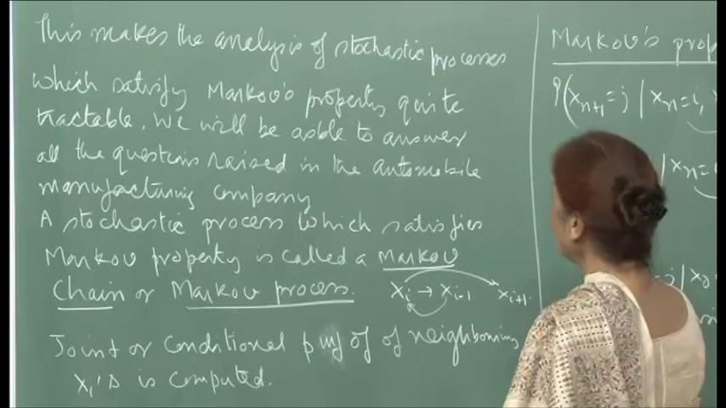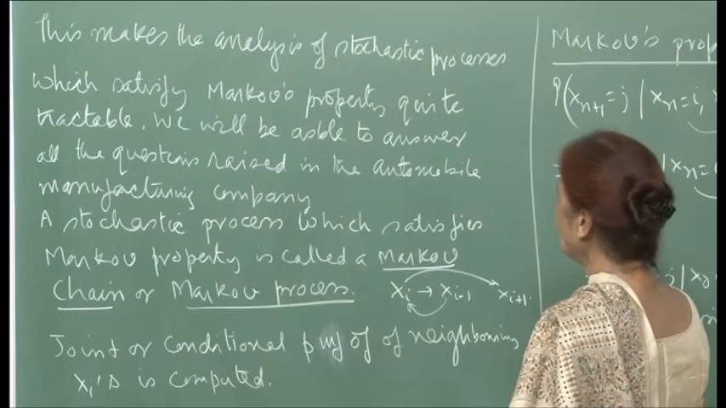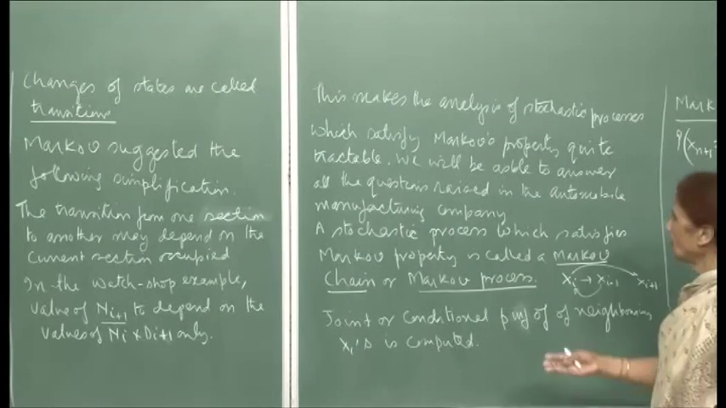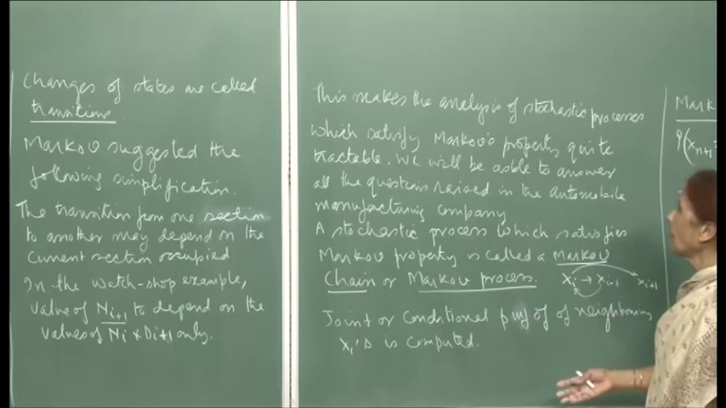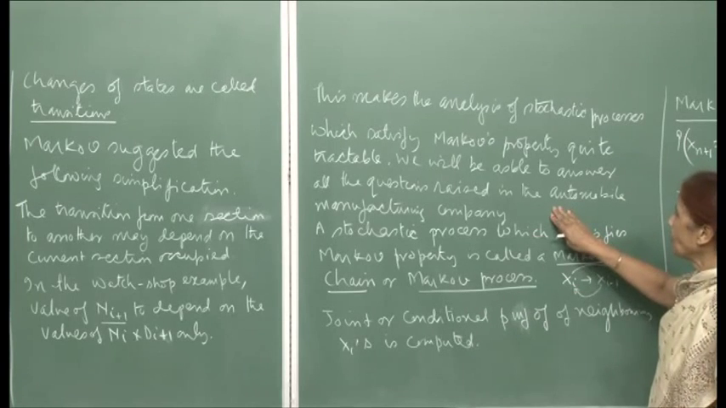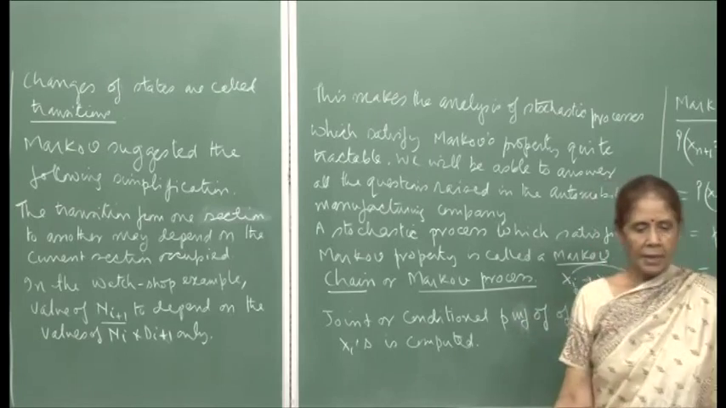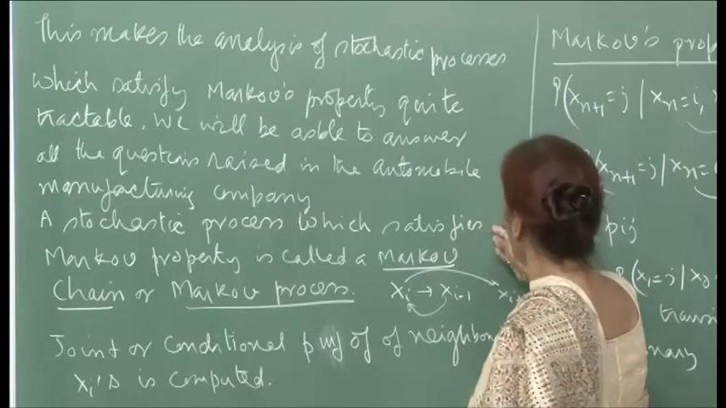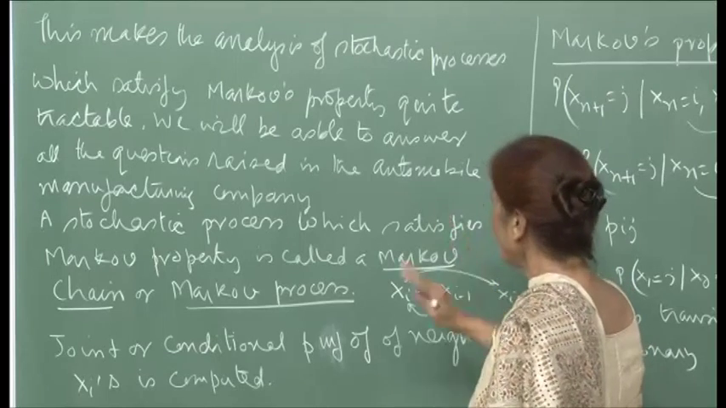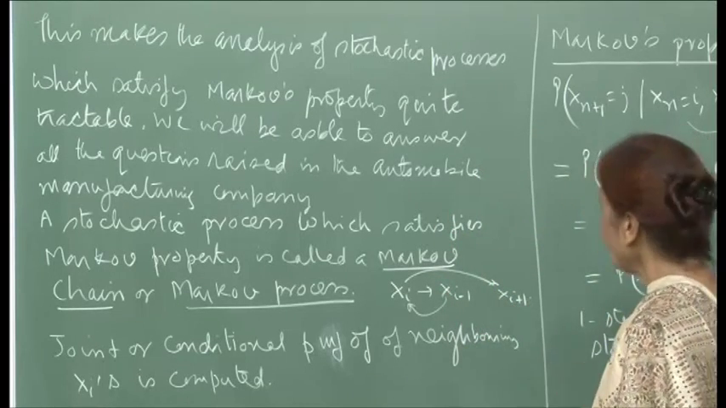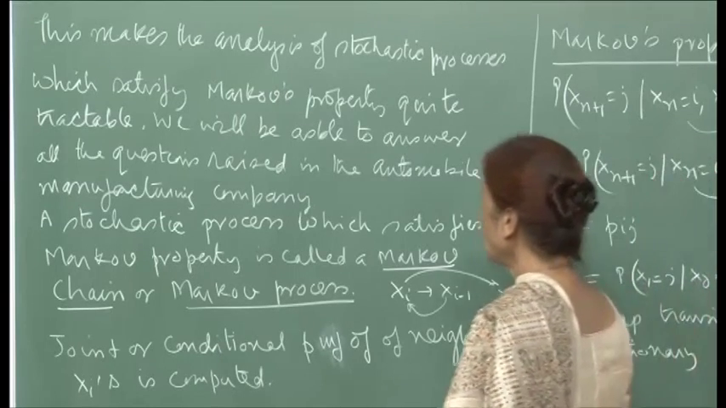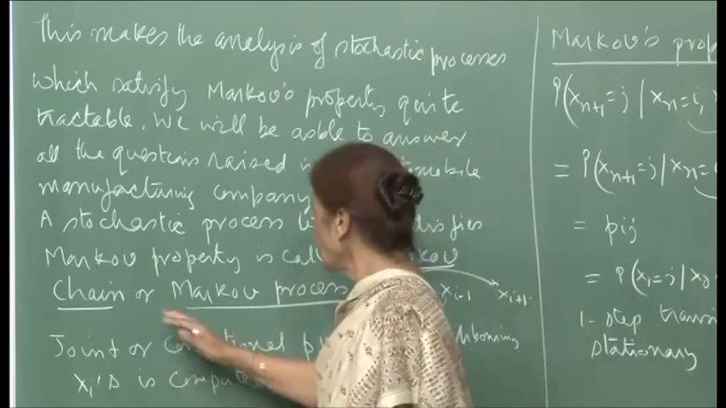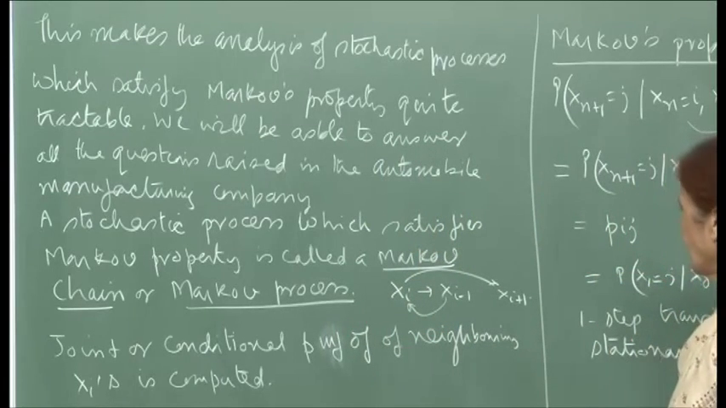This makes the analysis of stochastic processes which satisfy Markov's property quite tractable, and we will see this as we go on. We can probably answer almost all the questions that I wrote in the beginning about the automobile manufacturing company, and the kind of questions that an employee may be interested in knowing, if the section assignment process satisfies the Markov property. Now, any stochastic process which satisfies the Markov property is called a Markov chain or a Markov process. I will be using the words Markov chain and Markov process synonymously, right.